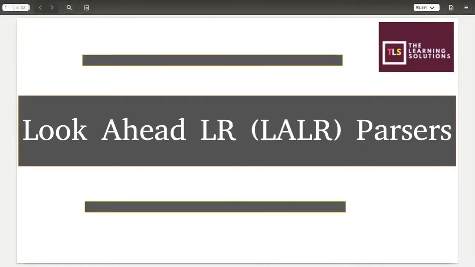Hello students, in this video tutorial we will see the last type of LR parser. It is also called the look ahead LR parser, and the short form is LALR.